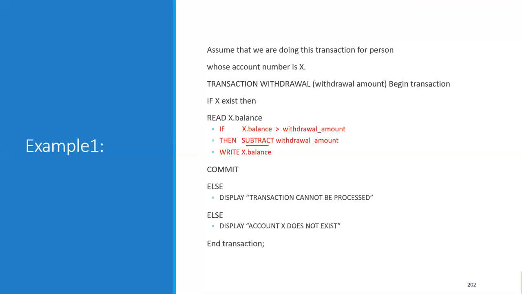After that, after deduction, again we are going to write into the disk the balance of X. So these are the operations. Initially we are reading the balance of X, then we are subtracting, that means we are updating the account X. After that we are writing the remaining amount into X.